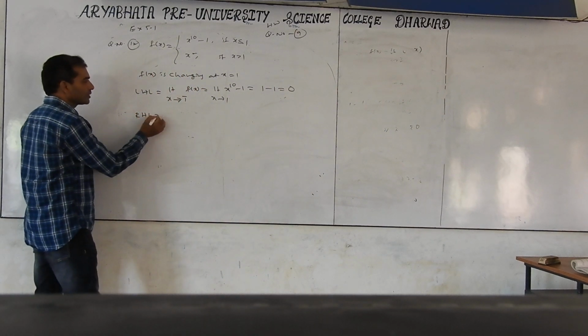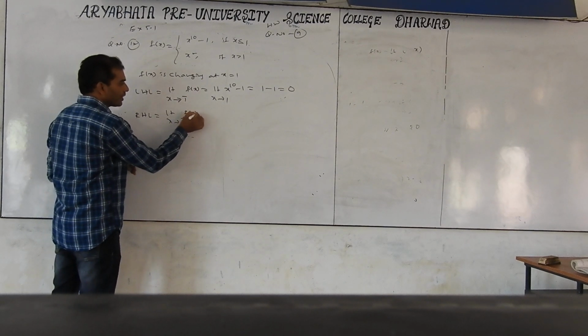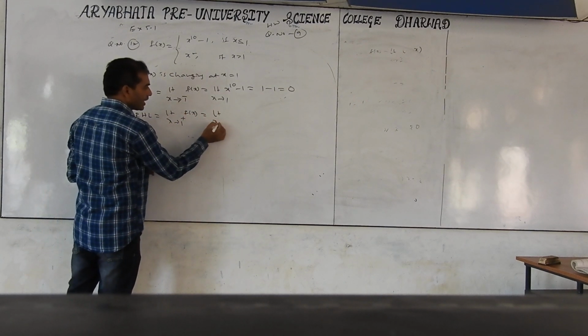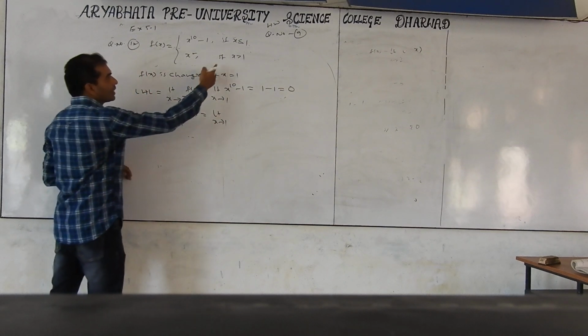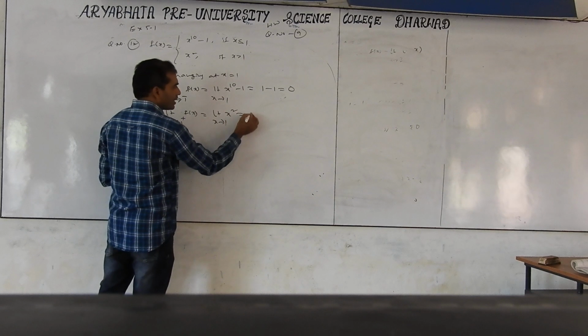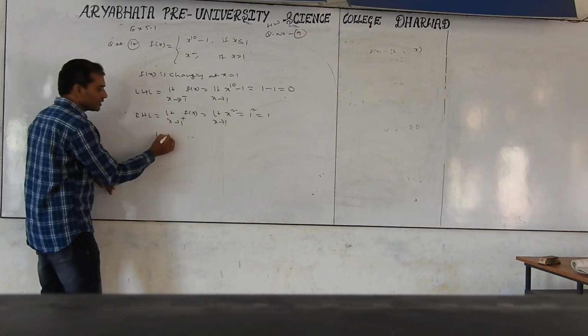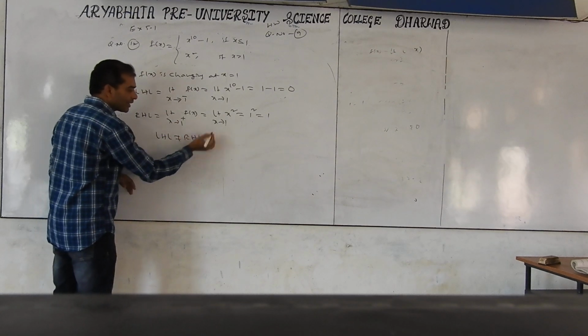RHL. Limit of x tends to 1 plus f of x. Limit of x tends to 1 plus, above 1, x square. Put x equal 1 here. 1 square equal to 1. So left limit not equal to right limit.